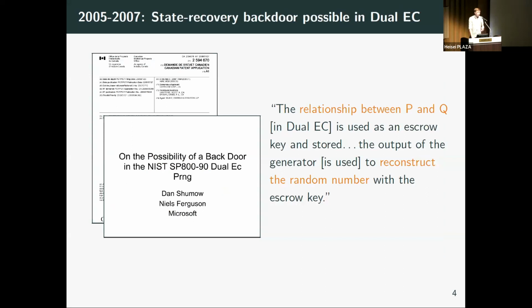In essence, if you know the discrete log of the elliptic curve points P and Q, you can observe some of the output of Dual-EC, recover the secret internal state, and then use that to predict all future outputs. Now, in spite of this weakness, it remained in the standard. Multiple companies began to implement Dual-EC, and this included a company known as Juniper Networks.